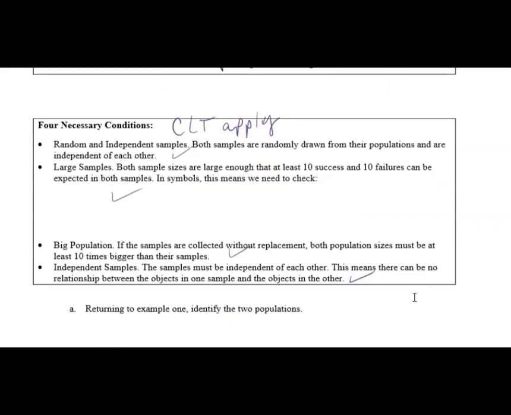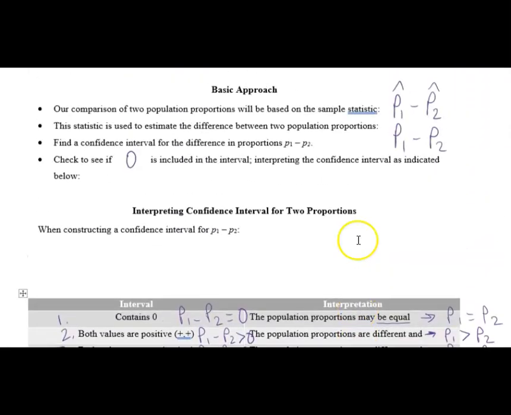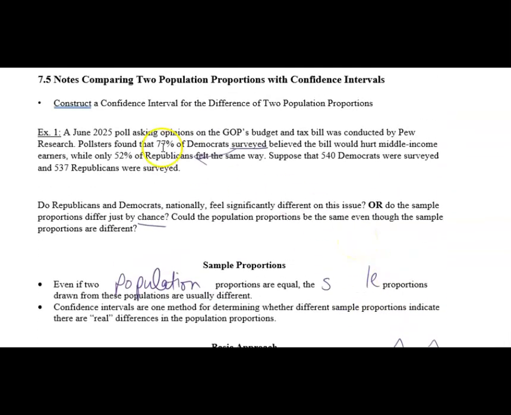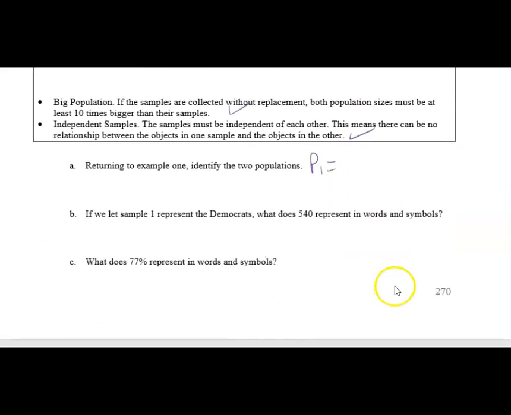So let's go back to this first example with our Democrats and Republicans. I'm going to identify the two populations. And like I said, which one is P1, which one is P2, does not make a difference. But I'm going to go ahead and call P1 the one I think was listed first in the problem. So I'm going to call P1 the Democrats and P2 the Republicans. Let's write that down just to make sure we identify that.